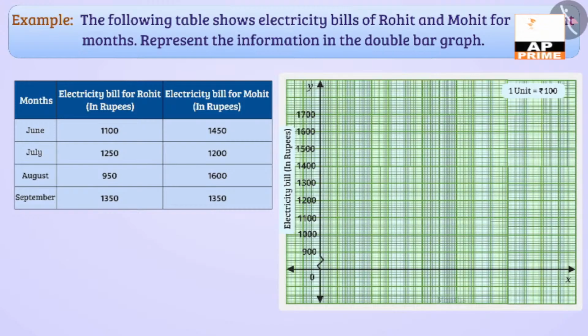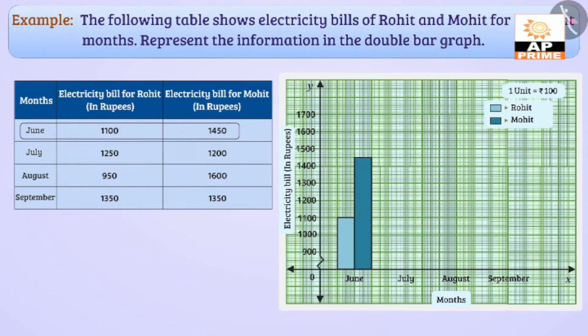Similarly, months will be indicated on the x-axis. We will draw this type of bars for Rohit and this type of bars for Mohit. Now, we will show the bills of Rohit and Mohit in the month of June by drawing the double bar. Similarly, we will draw a double bar graph for all months.